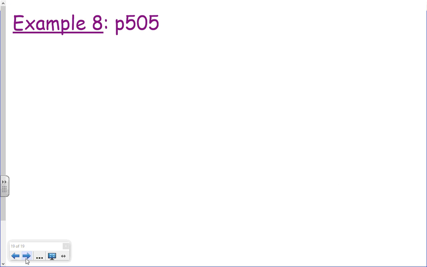Take a look at example 8, page 505. It says, use your graphing program to plot this equation here, 9x squared. Let me go ahead and write this down. 9x squared.